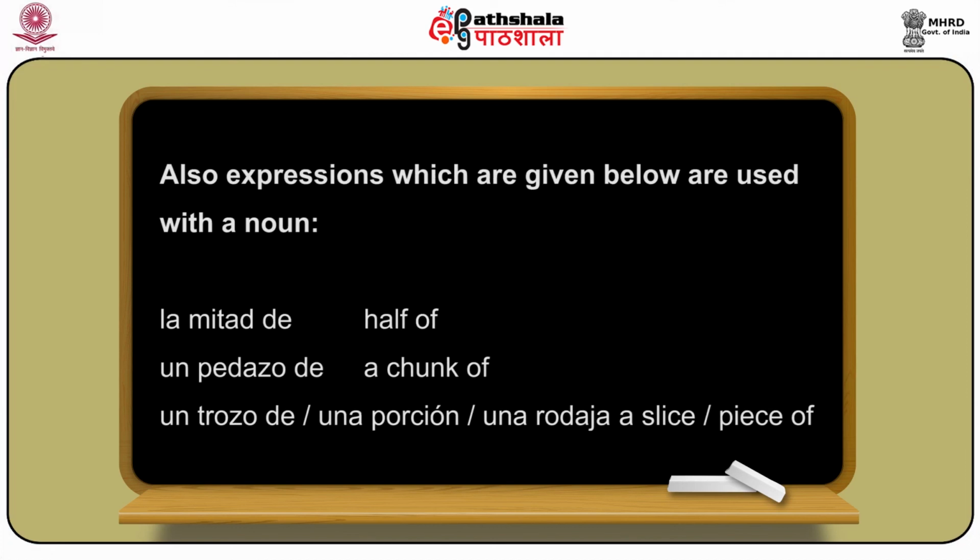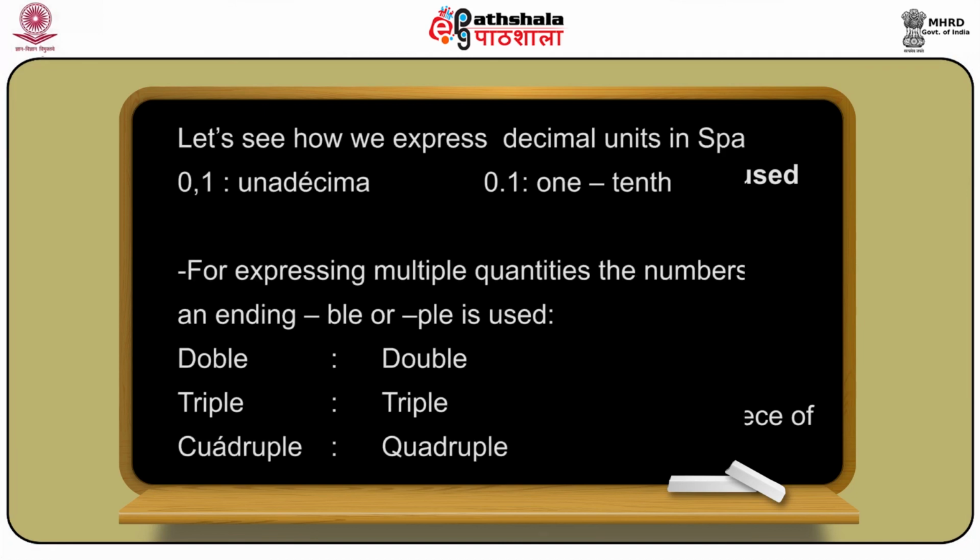Also, the expressions given below are used with a noun. For example, half of will be said as la mitad de, that is la mitad de means half of. A chunk of is said as un pedazo de. A slice of is said as un trozo de, or a slice or a piece of is said as un trozo de, or una porción de, or una rodaja de algo.